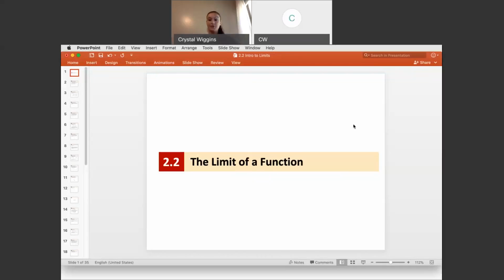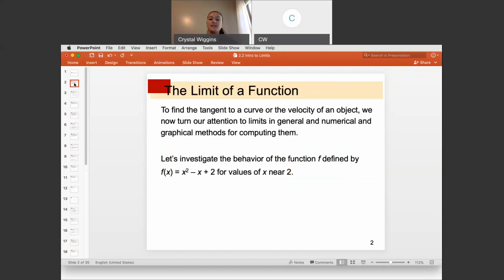This video is for both section 2.2 and 2.3, an introduction of limits and talking about how to calculate those limits. Well, let's get started. So to find the tangent to a curve or the velocity of an object, we now turn our attention to limits in general and numerical and graphical methods for computing them.